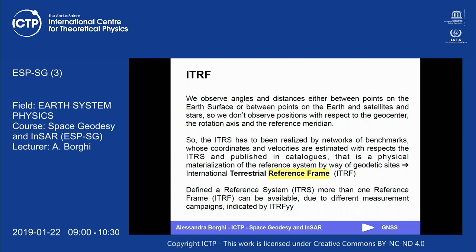Because we know that the x-axis is in the equatorial plane defined by the Bureau International de l'Heure at that time. But where is this? How can I connect my measure with this, like in the example that we have done in this class, in this room? And to do this, we need to create a network of benchmarks, like this point in the class. Well, we know the coordinates of this benchmark in the system that we have defined.